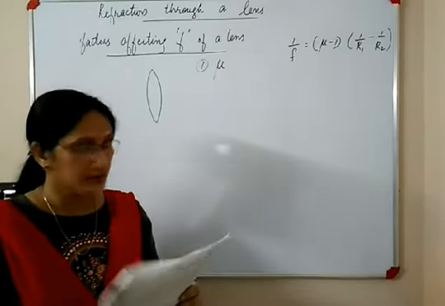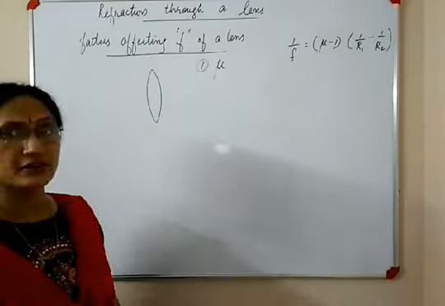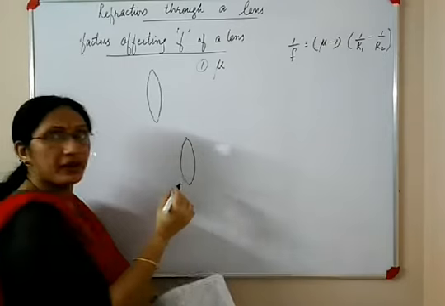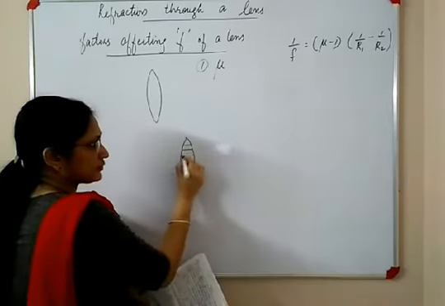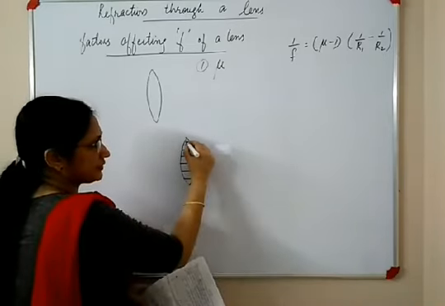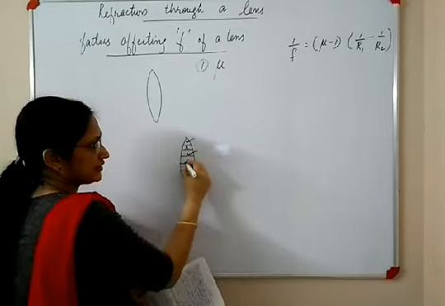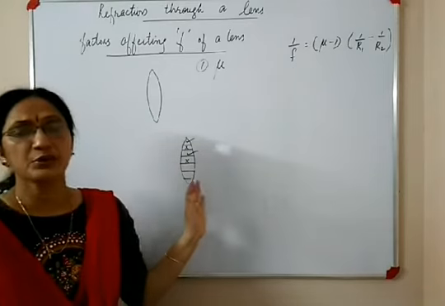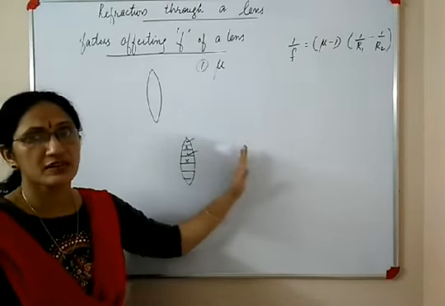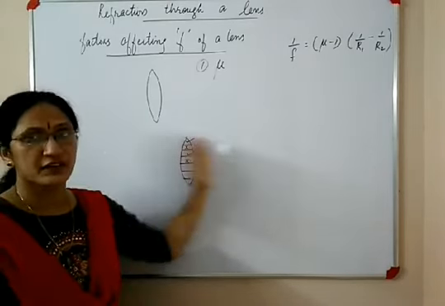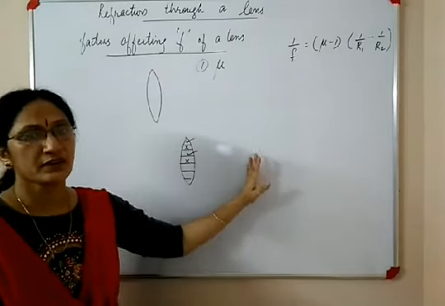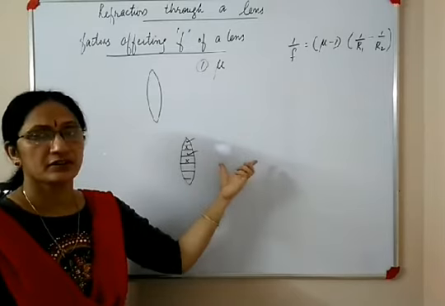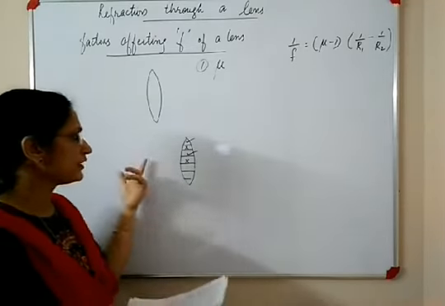Then next point. Suppose a lens is made with two different materials kept alternately, I mean here one material, here another material. Means different materials are used for a lens. Then it will have two principal focus on both sides, and thereby it will make two images on both sides. Here two images will form, here two images will form.